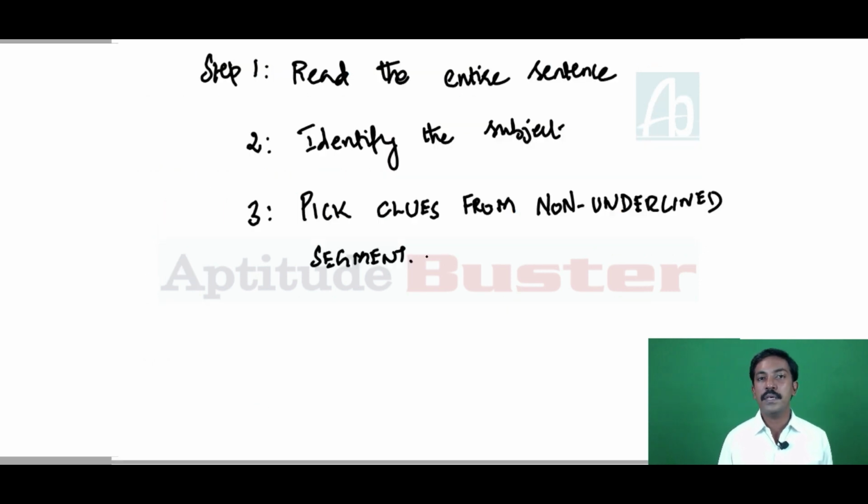What are the steps if you get a question from sentence correction? As I already said, the format has been discussed. You will be given a sentence of which a portion will be underlined and option A will always repeat the question. In such cases, step 1 is to read the entire sentence. Step 2, as you read, you should know the subject of the sentence. And step 3, for you to proceed further, you would always rely on the non-underlined segment. You have to pick clues from the non-underlined segment. I'll show you how, and with that, we can very quickly solve these sort of questions.